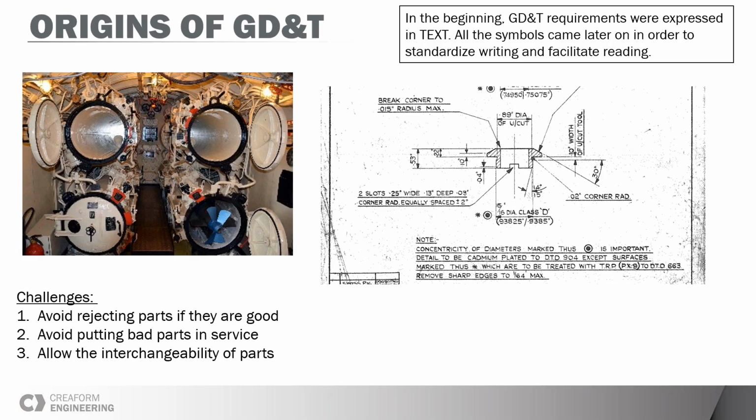During that time, there was a critical need to dramatically increase the production rate of just about everything. We needed to find a good way to do that, and this came with a bunch of challenges. First, we needed to avoid rejecting good parts, but we also wanted to avoid putting bad parts into service. On top of that, we wanted to make sure that most parts were interchangeable. One of the reasons is that we wanted to facilitate the maintenance of vehicles in the field. If you can take one part of a vehicle that is out of service and use it to repair another vehicle, that's a big advantage.